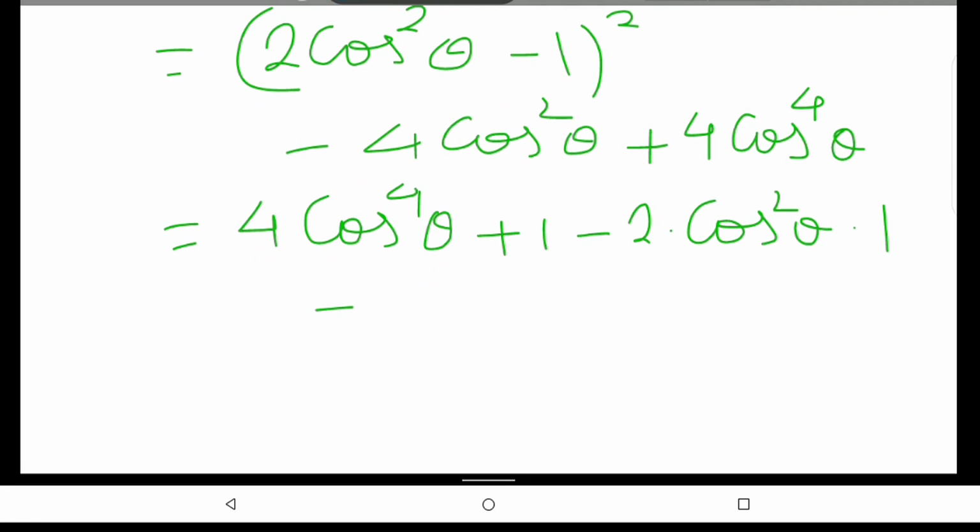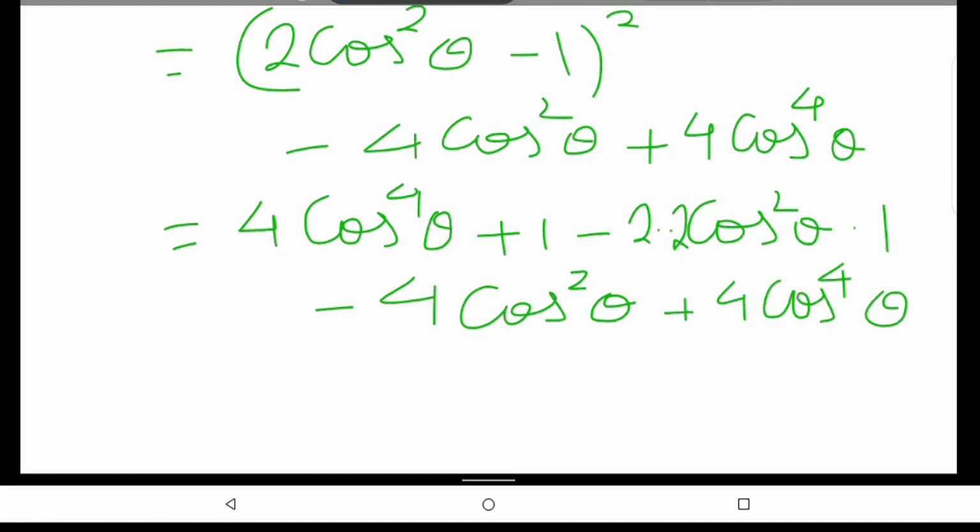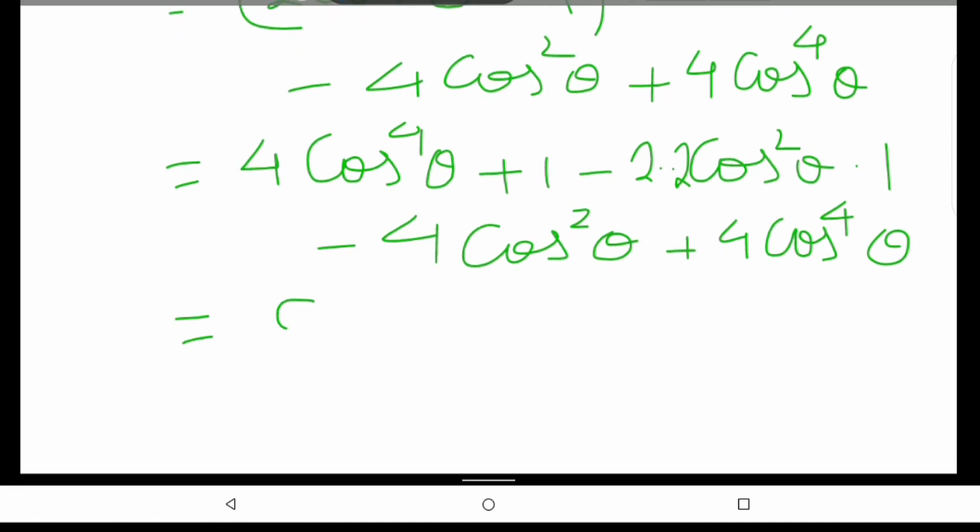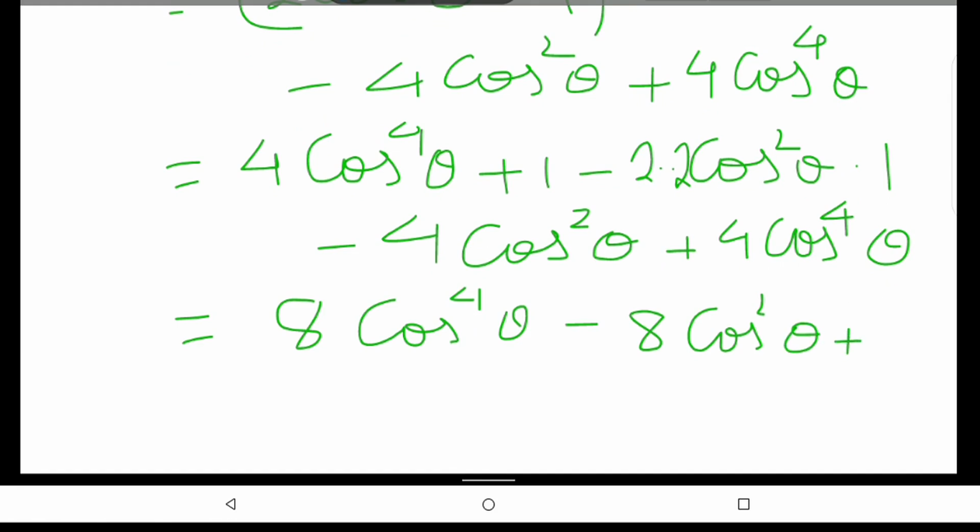Minus, I forgot something, minus 2a into b. So a is 2 cos square theta. Yeah, now we are correct. Minus 4 cos square theta plus 4 cos to the power 4 theta. And if we simplify, we have the result. This is equal to 8 cos to the power 4 theta minus 8 cos square theta plus 1.